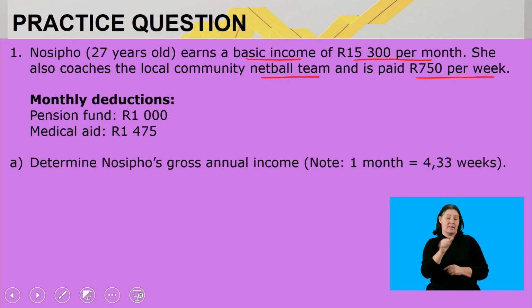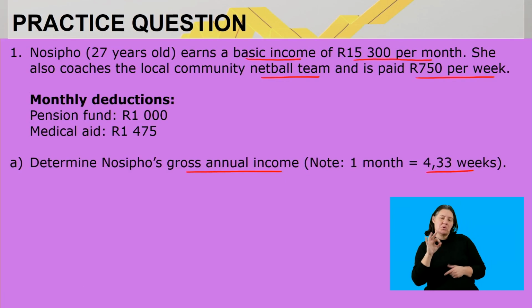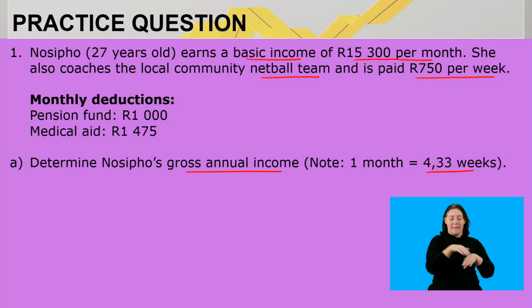So question 1A says determine Nosipho's gross annual income, and a note was given that 1 month consists of 4.33 weeks. Quick question: what does our gross income consist of? Exactly, it consists of our basic income plus any additional income. Remember, the basic income was given per month and the additional income per week. We must take all of that into consideration, because we are now looking for an annual value.